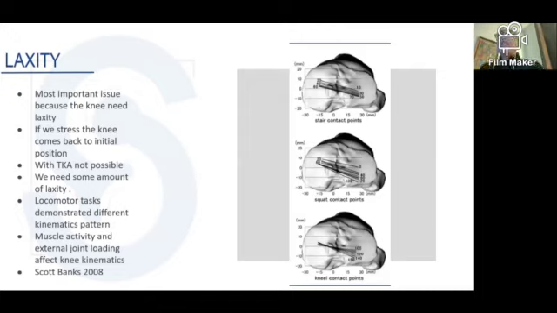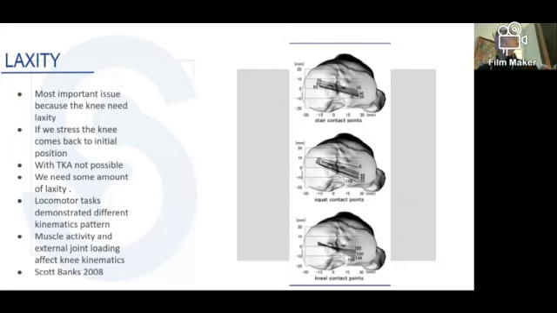We see in this study done by Scott in 2008, the most important issue, because the knee needs laxity, but to have a fluent walking gait, you need some laxity in the knee. The knee shouldn't be rigid. If we stress the knee anteriorly, like you do an anterior drawer to test your ACL, for example, when you pull on the tibia forward and you let it go, the tibia comes back to its initial position, and this is laxity. This is something you don't have when you have a knee arthroplasty.